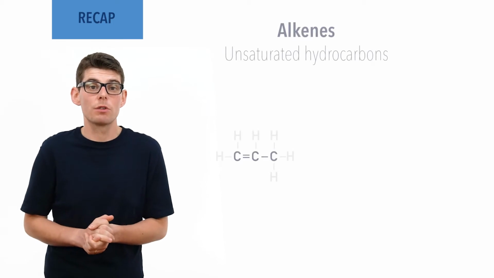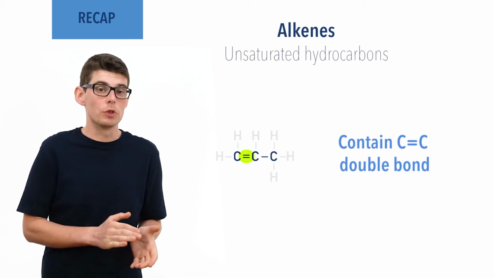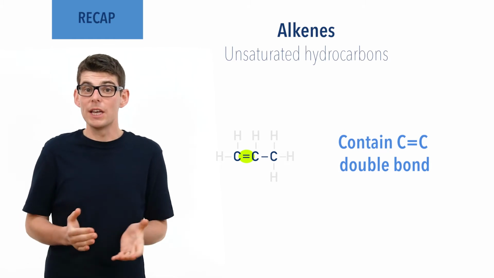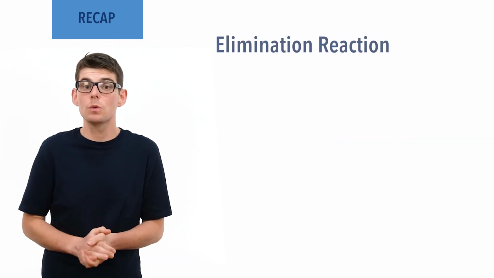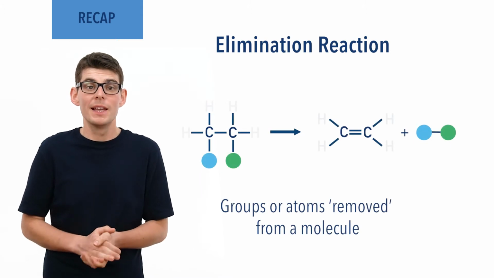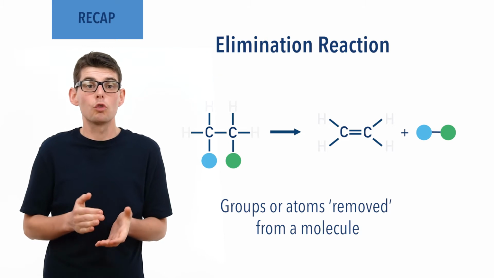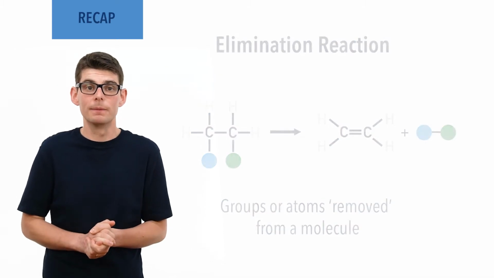Alkenes are unsaturated hydrocarbons that have a carbon-carbon double bond in their carbon chain. An elimination reaction describes a reaction where a pair of atoms or groups are removed from a molecule, leading to the formation of an unsaturated compound with a double or triple carbon-carbon bond in it.